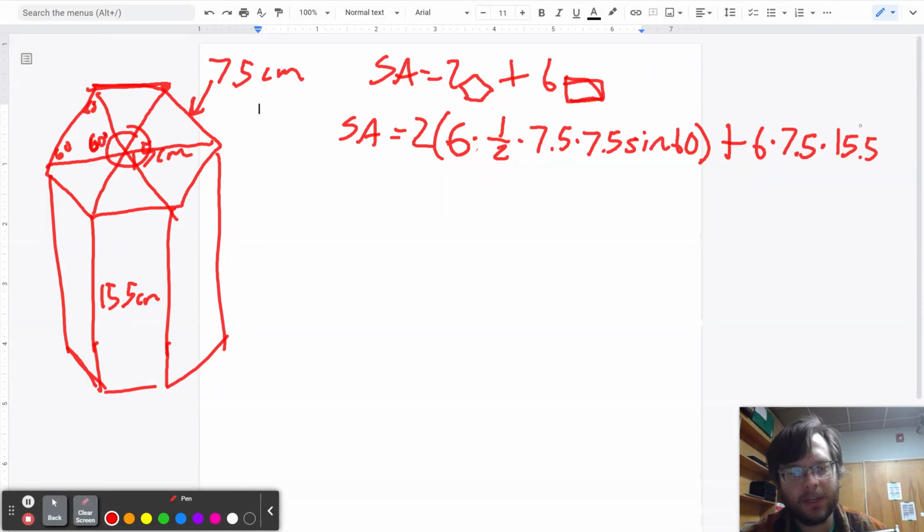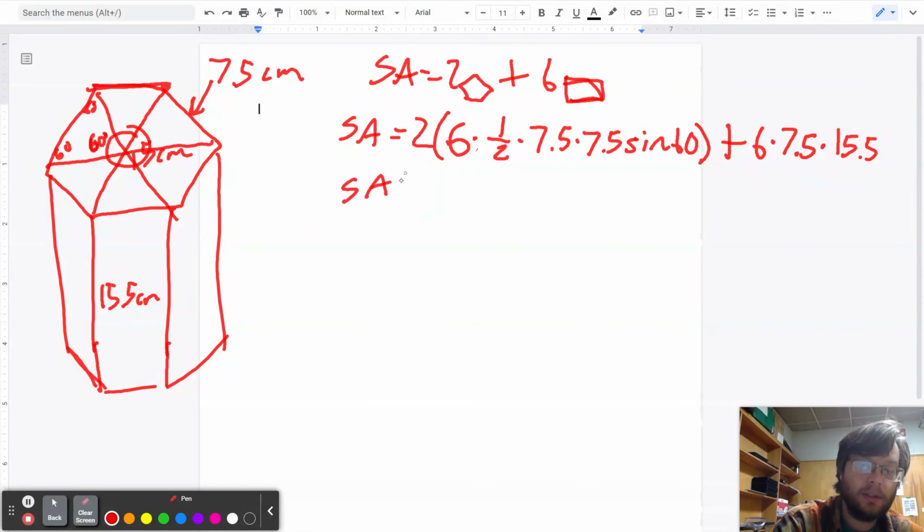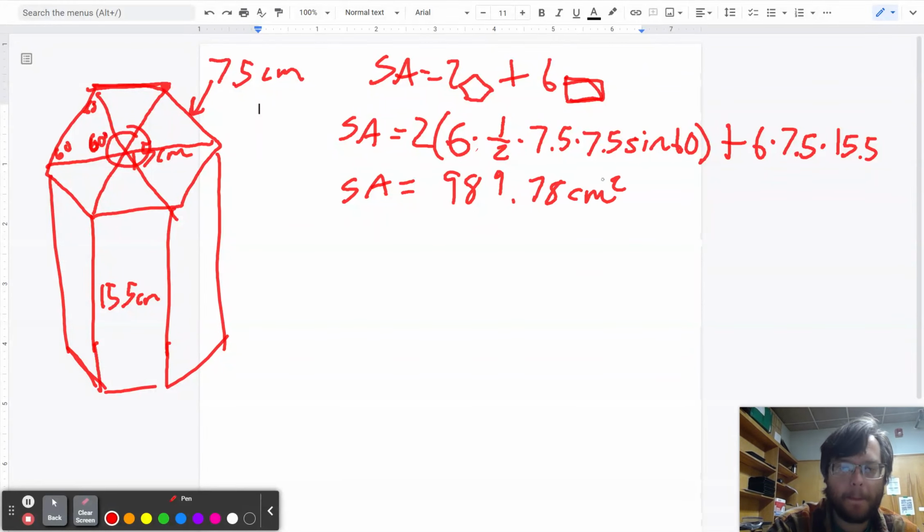Okay, so almost made a mistake with just what shape we're talking about here. But the rest of it should be pretty straightforward. Just typing things in like so. I'm going to type it in all as one big long line into the calculator there. Beautiful. Then I get surface area 989.78 square centimeters, and we're done with that.